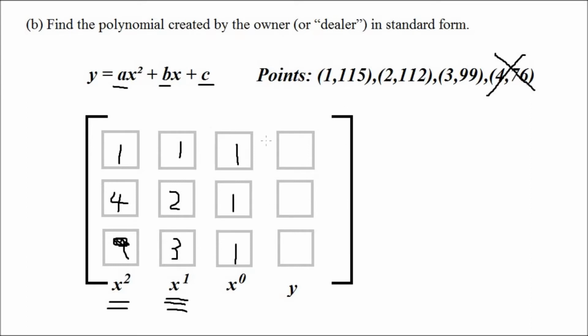But finally, the last column you'll have in the matrix will be your y values. So we have 115, 112, and 99. Make sure you are keeping these in the order you've chosen. So with the x column in particular, we have 1, 2, 3. So I'm just going to put these in the order 115, 112, and 99.